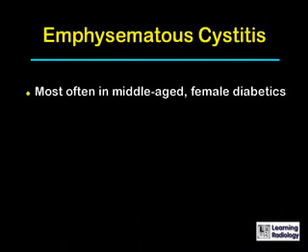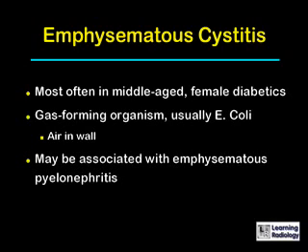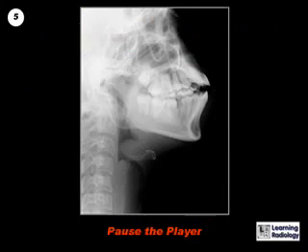Emphysematous cystitis is seen most often in middle-aged female diabetics. It's produced by a gas-forming organism, usually E. coli, that produces air in the wall and rarely air in the lumen. It can be associated with emphysematous pyelonephritis, and it's usually treated medically.